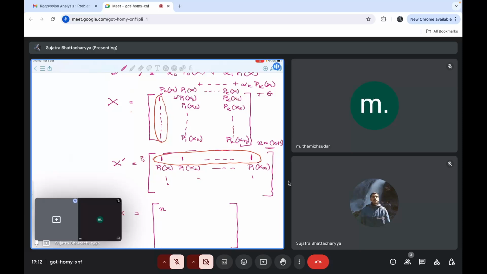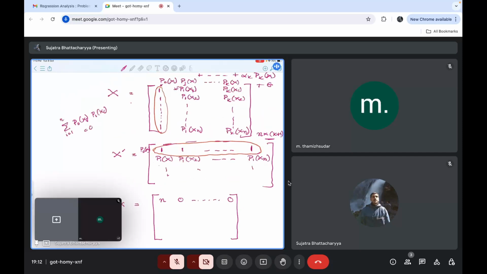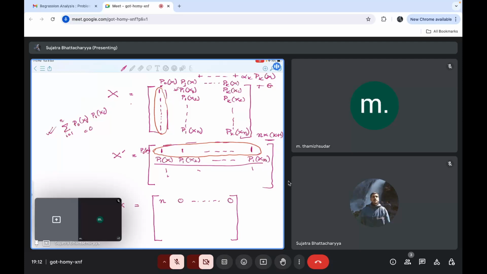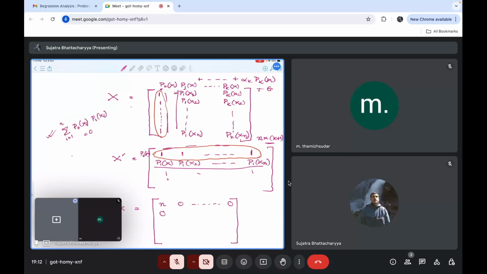Remember, this is nothing but p0 x. This is nothing but p1 x. So we have seen the summation of p0 xi into p1 xi. If you say that it is an orthogonal polynomial, this has to be 0. So all these terms will be 0. Correct? Next, the second row, this multiplied by this. Again, same condition, P1 into P0. This will be 0. But this into this is nothing but summation P1 xi into P1 xi. This will be whatever the value.